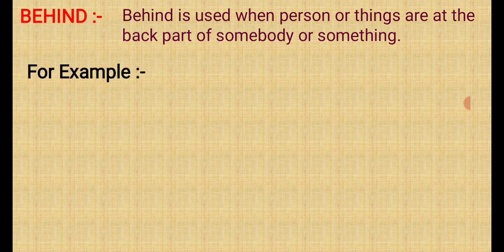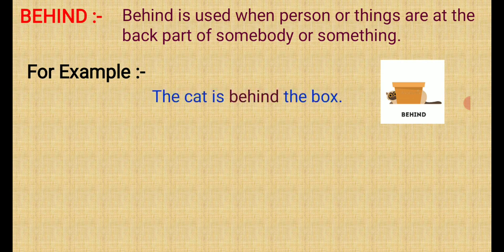Let's see an example with a picture and get more clarity. Look at the picture. What is there? There is a box, and at the back side of the box, what is there? A cat. So what will be the sentence for this picture? The cat is behind the box, because the cat is at the back side of the box. So at that time we can use behind. I hope you understand where we use in, on, under and behind.